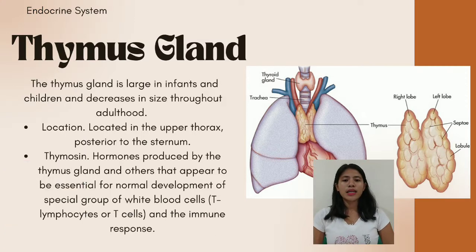So let's move on to the thymus gland. The thymus gland is large in infants and children and decreases in size throughout adulthood. The thymus helps to train white blood cells that protect our immune system.